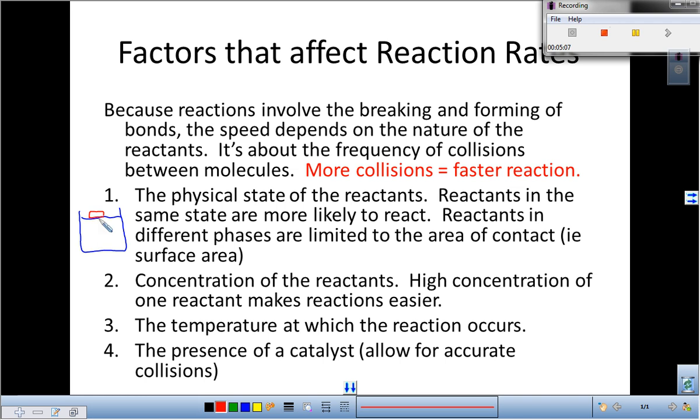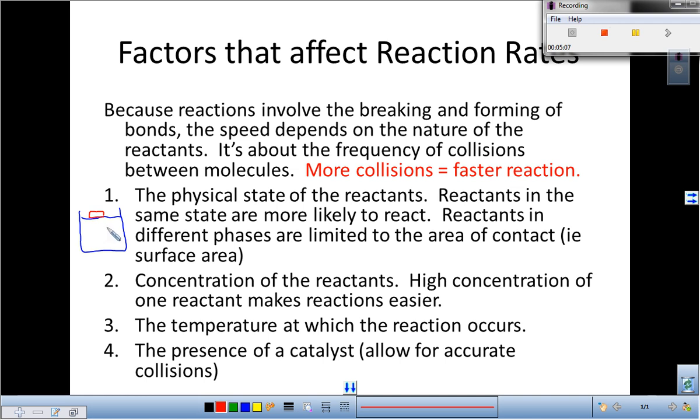But if it did fall down inside, okay, or if I pushed it under the water, now we have more surface area. That means more reactions. Okay? So, how can I make this react faster? I can push it down in the water, that's one way.